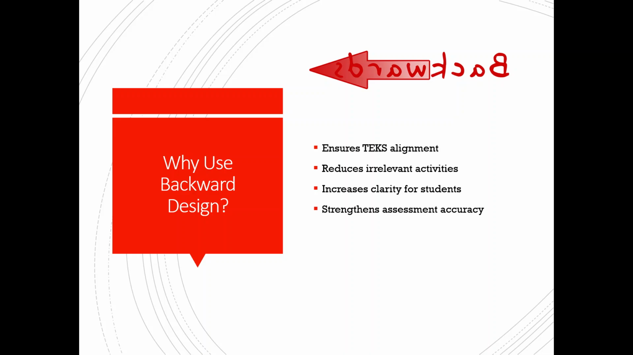Backward design also strengthens student outcomes. Students are more successful because the activities purposely prepare them for what they will be assessed on. Additionally, backward design increases teacher clarity. We know exactly why we're teaching something, where the lesson is going, and what mastery looks like. And so when planning is aligned and intentional, there's that word again, intentional, instruction becomes more focused, and the students have much greater opportunities for success.